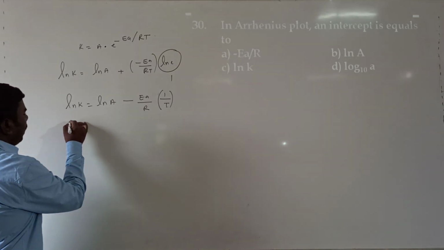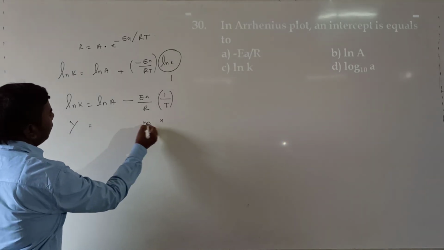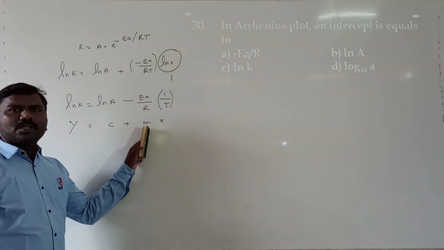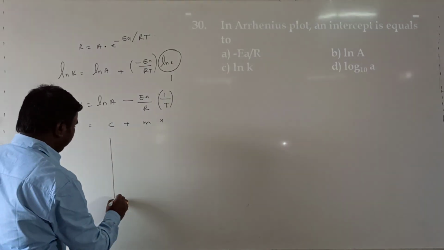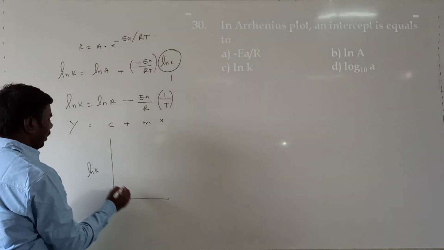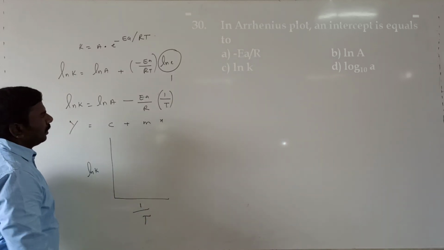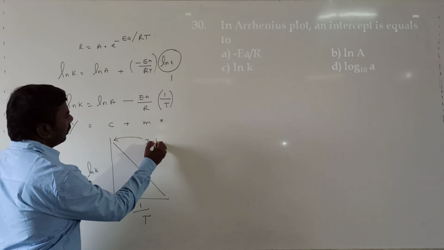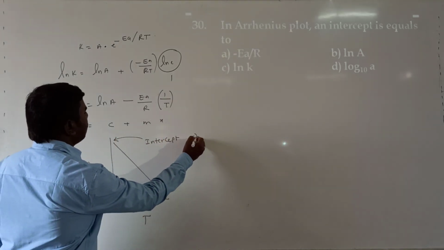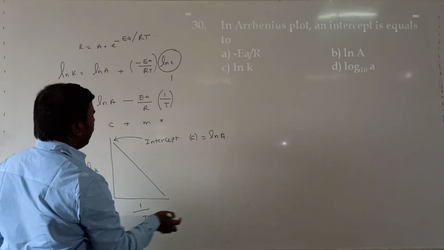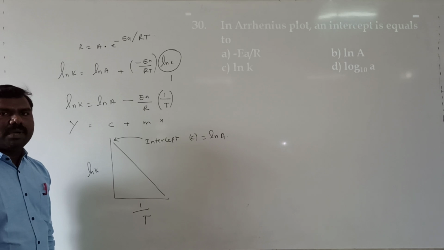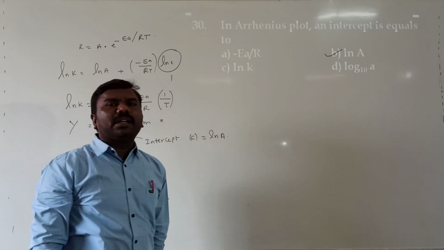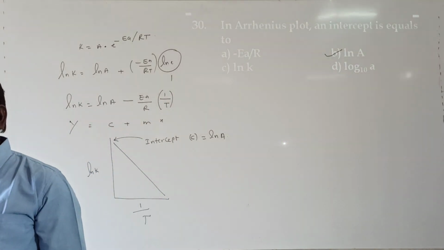Now y equals mx plus c, where c is the intercept and m is the slope. Draw the graph between ln K versus 1 by T. It is a negative slope, and this is the intercept. The intercept will be c, equal to ln A, and the slope will be minus Ea by R. The Arrhenius factor is the intercept. Next.